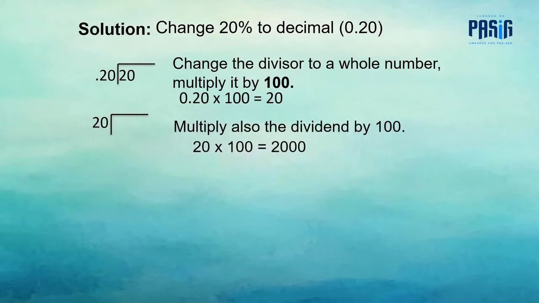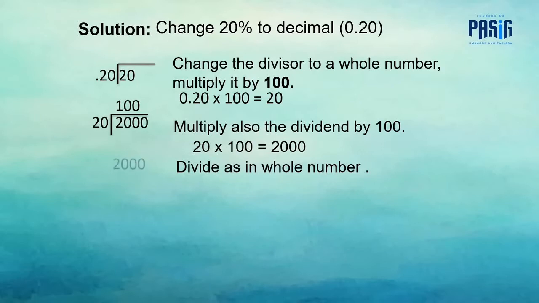Multiply also the dividend by 100. 20 times 100 equals 2,000. Our dividend now is 2,000. Divide as in whole number. 2,000 divided by 20 is 100.